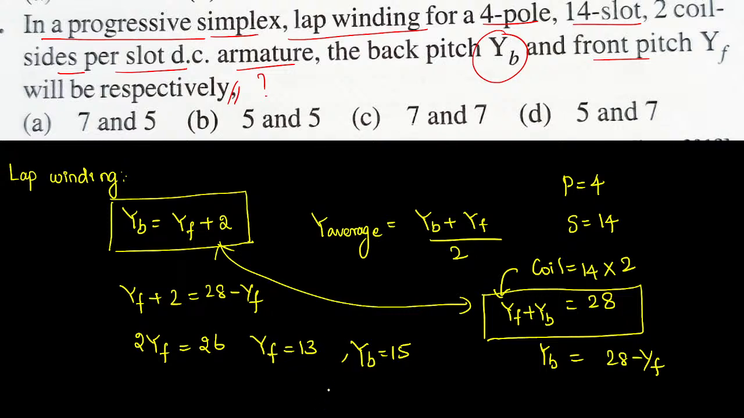So see, if you observe the options, nowhere do we have this kind of answer, right? Then what can we do? But what we have understood here, the first thing, is the value of back pitch. If you observe from this conclusion, the value of back pitch is higher than the value of front pitch. That is the only conclusion.